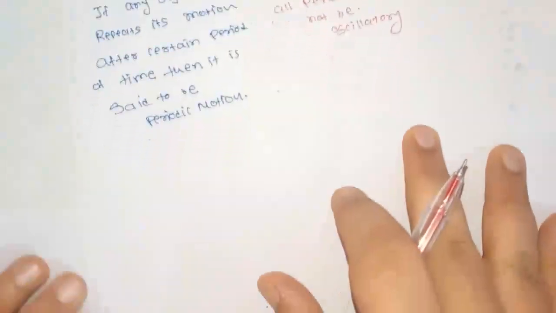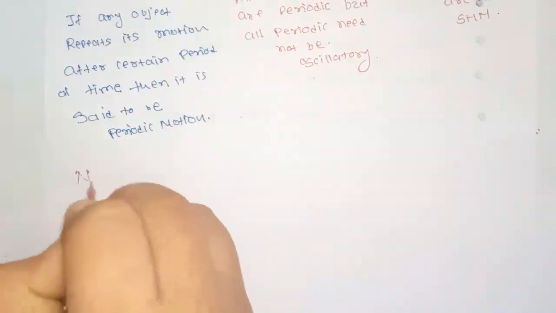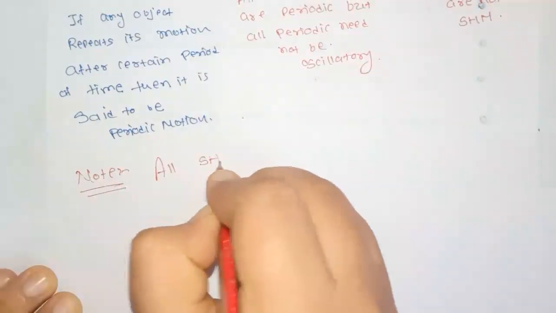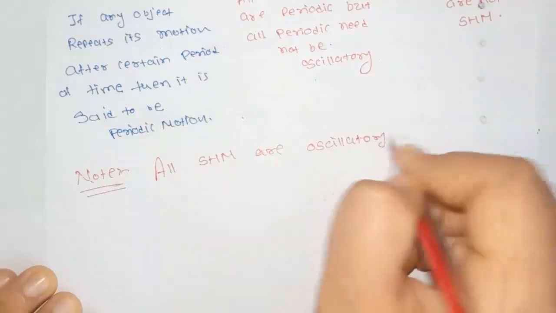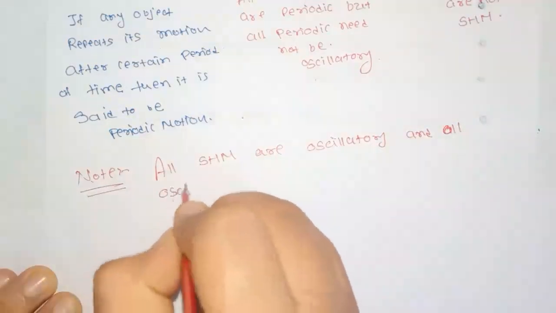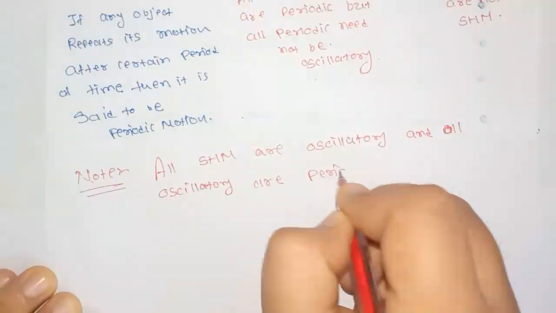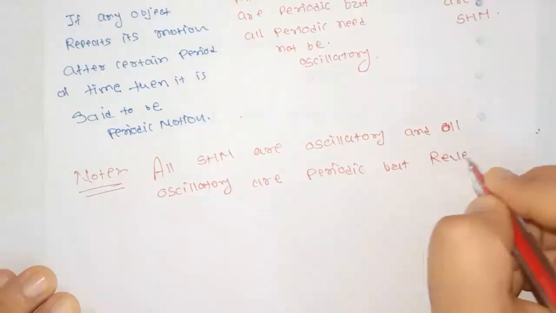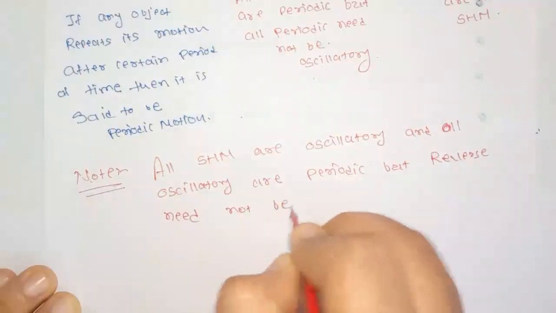So in general, we can write the note that all SHM are oscillatory and all oscillatory are periodic, but the reverse need not be true.